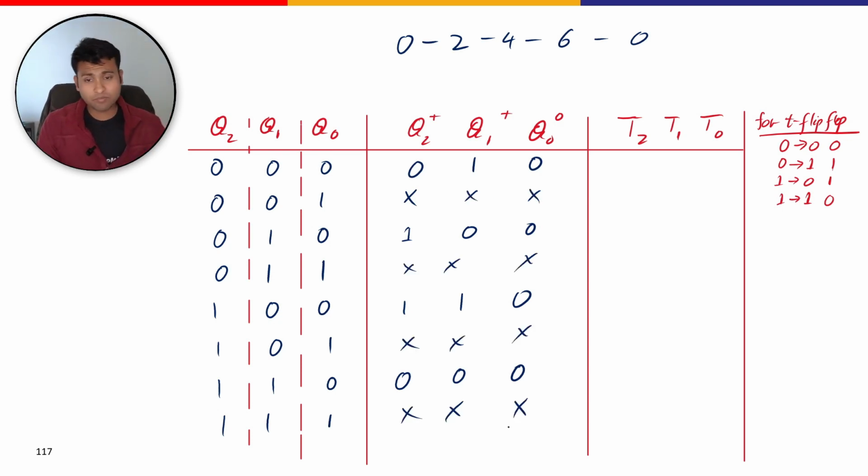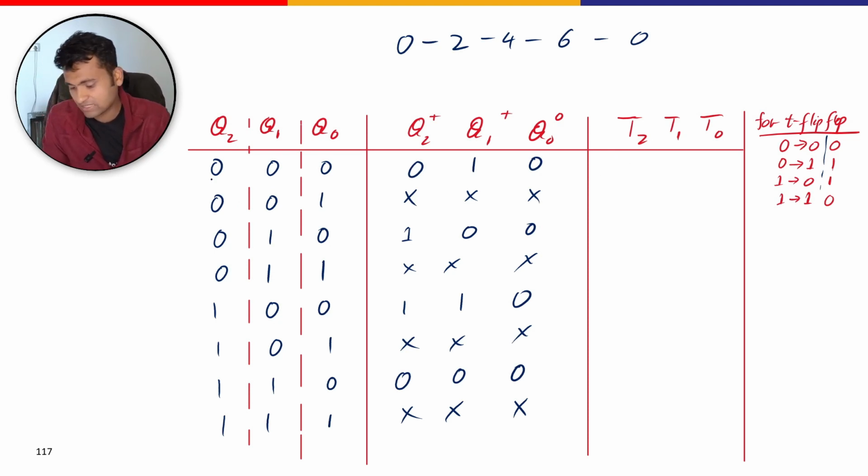Now comes the interesting part: what would be the value of the T flip-flop. I've written here clearly that for the T flip-flop, the activation table looks like this. If the transition is happening from 0 to 0, the value of the T flip-flop should remain as 0. If the thing is getting toggled either from 0 to 1 or from 1 to 0, then the value of the T flip-flop should be 1. And if it is remaining the same as from 1 to 1, then the value should be 0. So based on this, I'll fill the diagram.